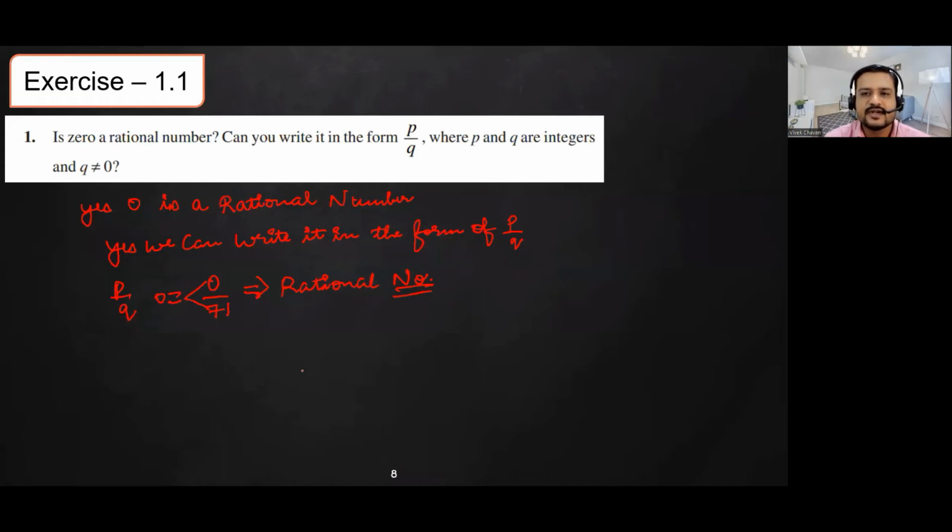Is it clear to everyone? See, we have represented 0 in the form of p by q. And any number which is expressed in the form of p by q and q is not equal to 0, and p and q, if they are integers, then it is a rational number. Is it clear to everyone?